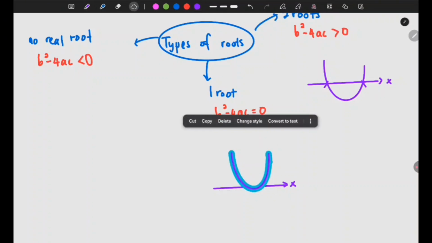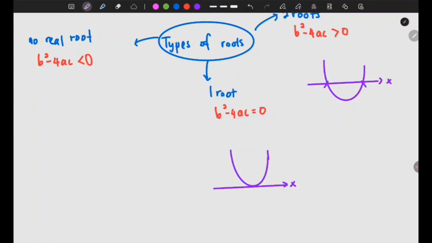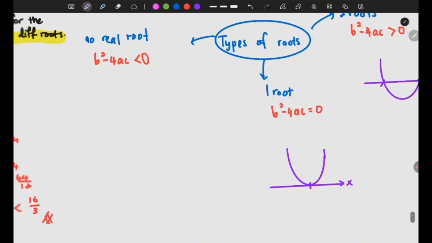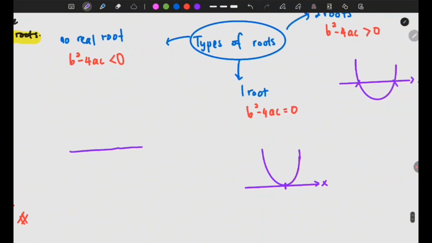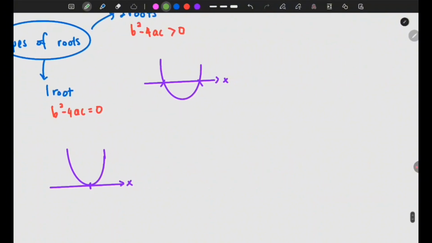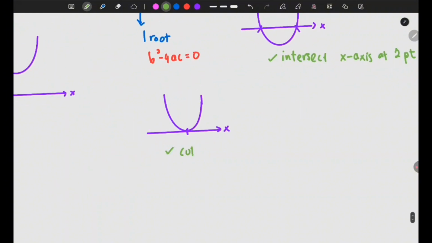And no real roots, that means it didn't touch at all. It is either at the top or at the bottom, but it did not intersect the x-axis. Something like this. So this one intersects the x-axis at 2 points. This one intersects or cuts the x-axis at 1 point. This one, no cutting at the x-axis.